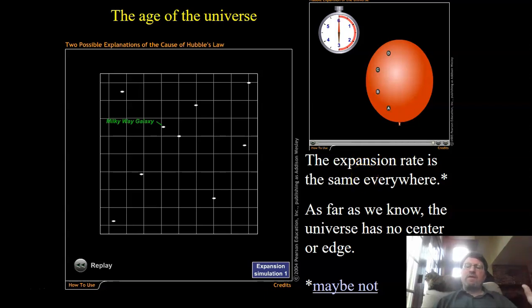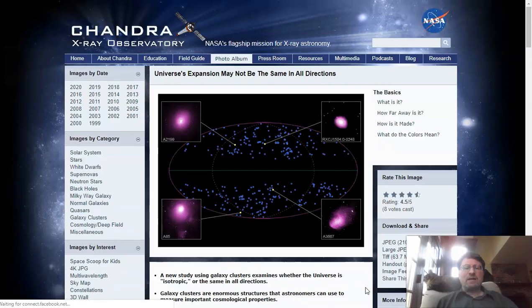Now, conventional wisdom is that the expansion rate of the universe is everywhere the same. That's a fundamental tenet of cosmology. And just this week, there's a paper that came out which is challenging that principle. And so I would be remiss not to mention that here. These are results from the Chandra X-ray Observatory, as well as XMM, I believe, where they have looked at clusters of galaxies in different directions of the sky.